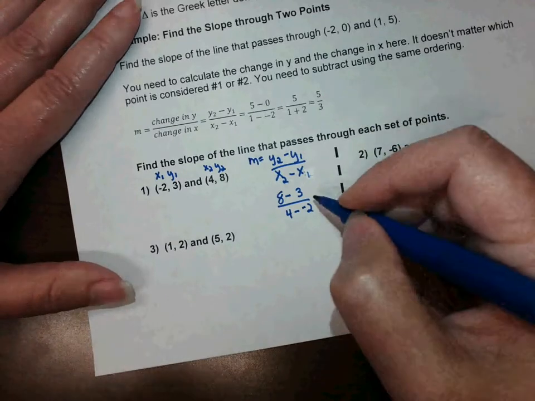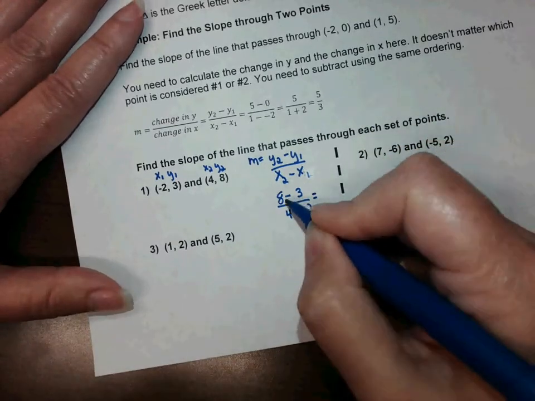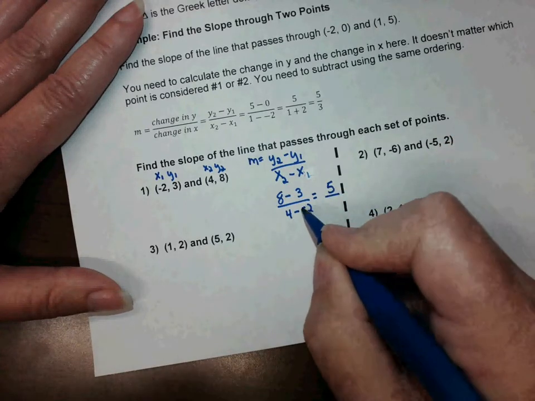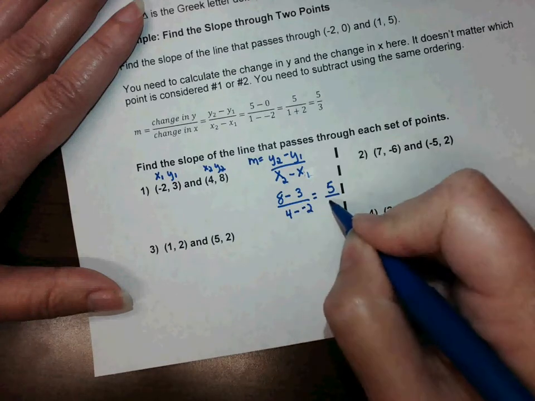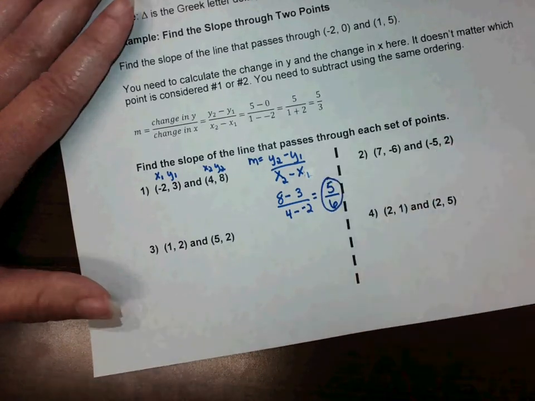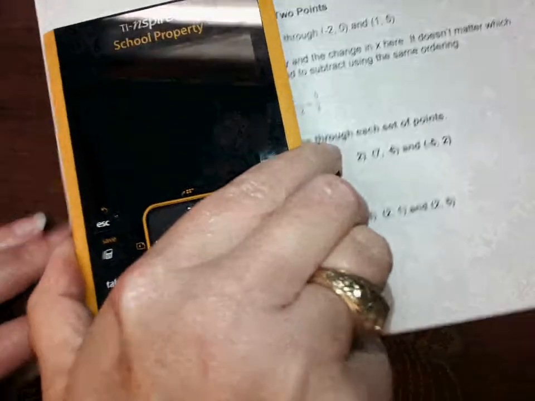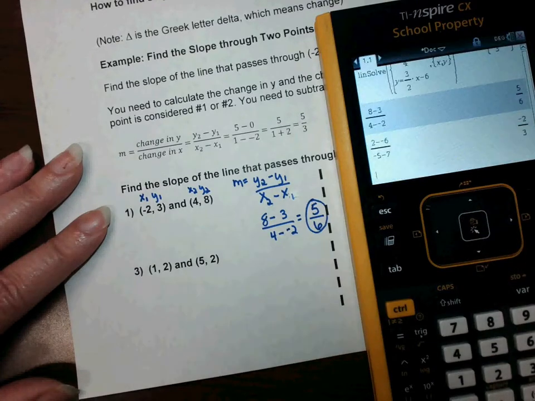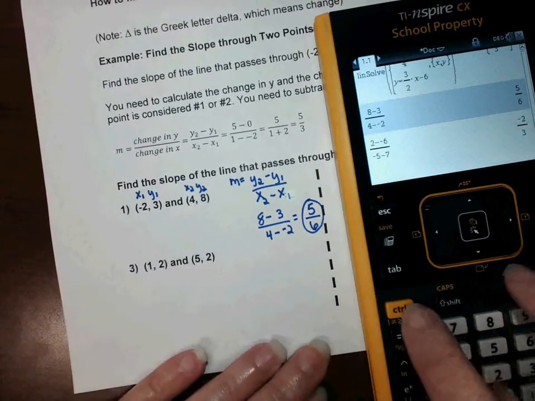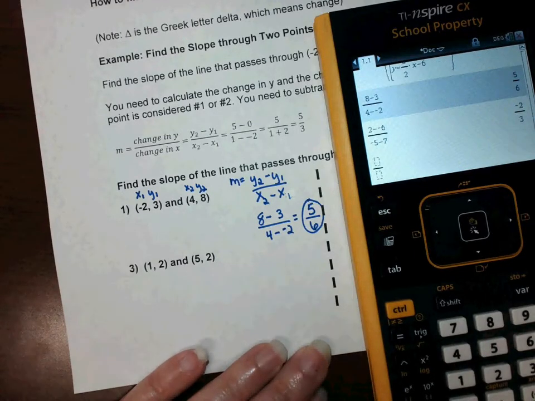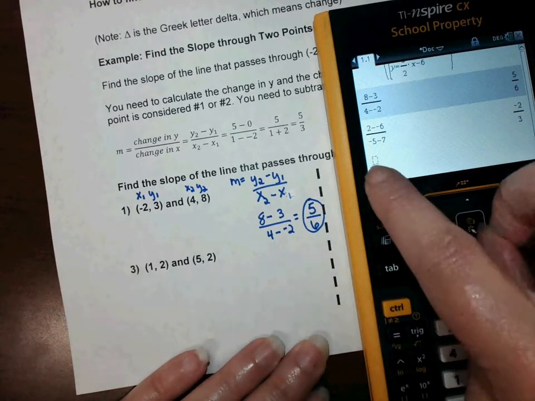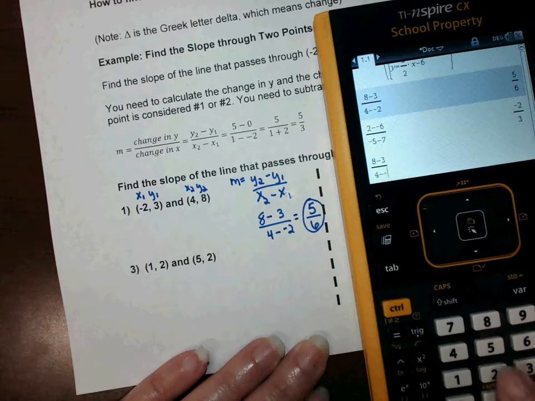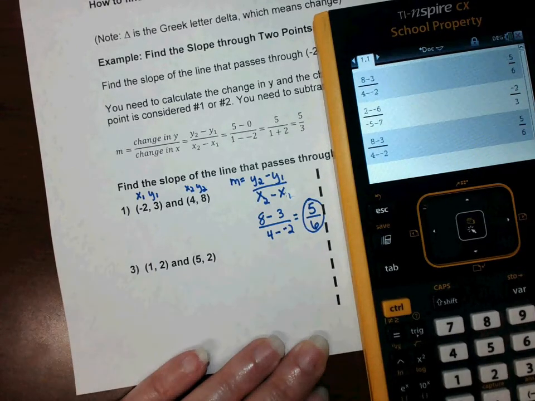Now if you're good with integers, you can just go ahead and do this. You can say 8 minus 3 is 5, and this is actually 4 plus 2, because minus and negative is plus. 4 plus 2 is 6. And there's my answer. If you're not great with integers, I highly recommend you get your calculator out and do this on the calculator. Do not let the fact that you are not so great at integers make you get something pretty simple wrong. I'm going to do control divide, and I'm going to put 8 minus 3 on the top, and 4 minus negative 2 on the bottom and hit enter. 5 over 6.